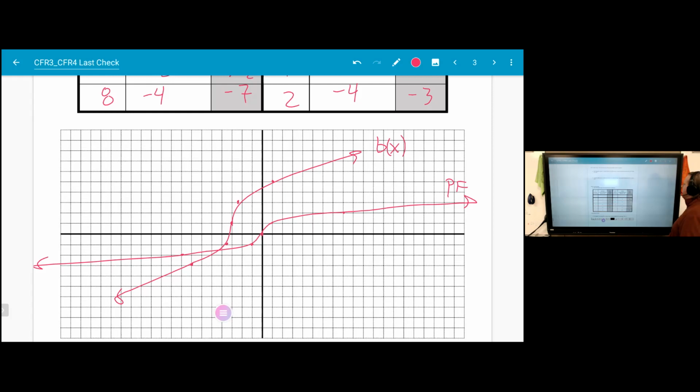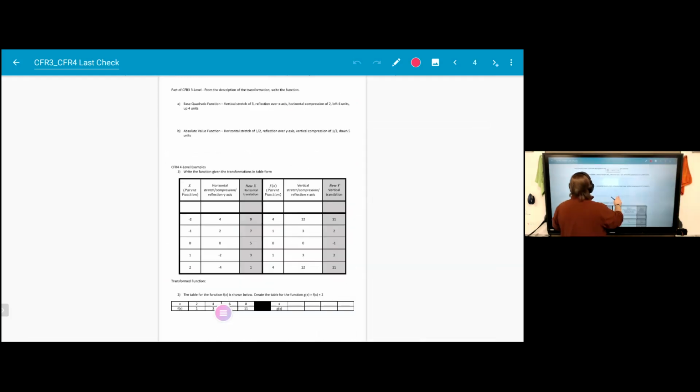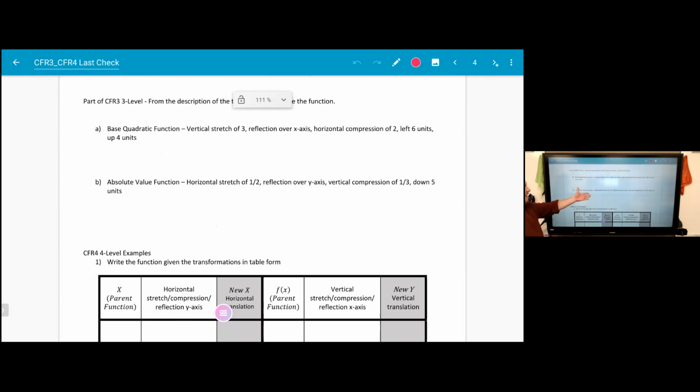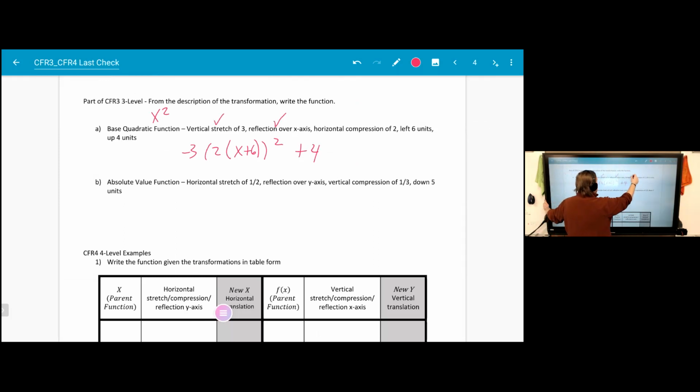This is the 3 level, the next part for CFR3. Base quadratic, we're taking the description and rewriting a function from it. Base quadratic function means I'm doing x squared. So I'm going to put something with squared in here. Let's see, do I have vertical stuff? Vertical stretch of 3 and reflection over x-axis. Got this in here. I do have a horizontal compression of 2. So 2 times x says left 6 units. So I'm going to put an x plus 6 in here. And then up 4. So vertical stretch of 3, reflection over x-axis, horizontal compression of 2, left 6, up 4.